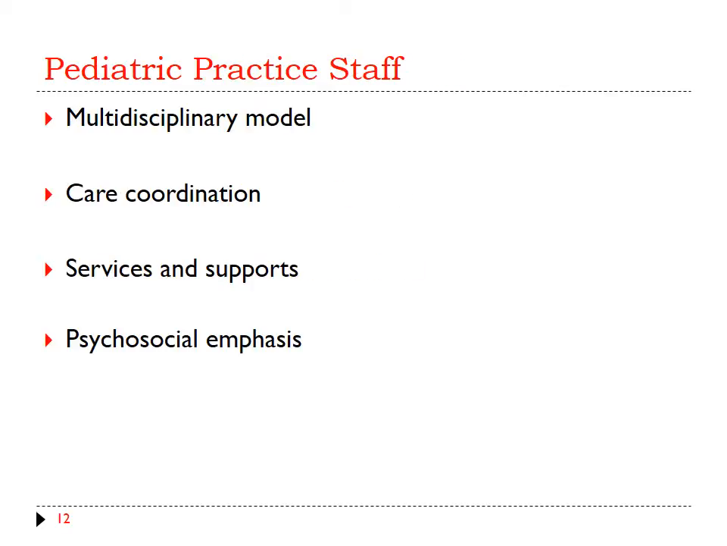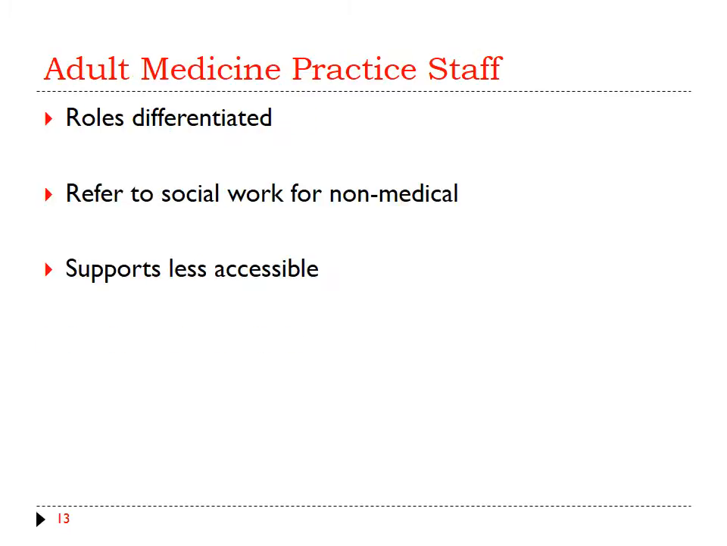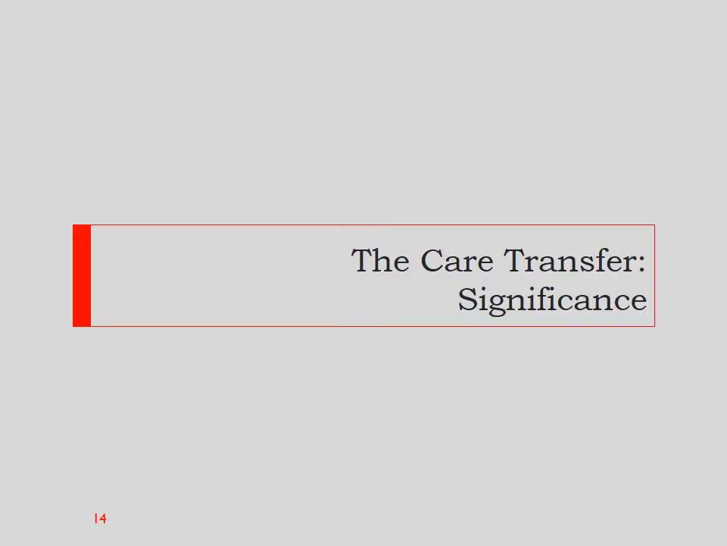Pediatric practices have an established multidisciplinary model with easily accessible care coordination, services, and supports. Nurses and other staff provide medical care and psychosocial support. Staff roles and responsibilities are more differentiated in adult medicine. Nurses and other staff address only medical issues. They refer to social work for non-medical needs or for psychosocial support. It is also important to note that care coordination, supports, and services are less accessible in adult medicine. Despite the barriers, the transfer remains crucial for continuous, accessible medical care.